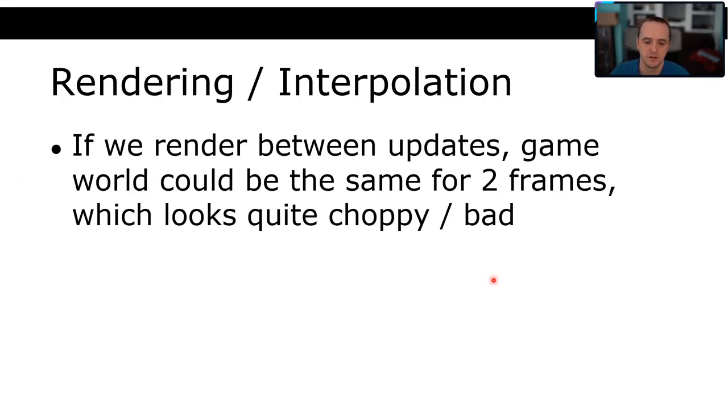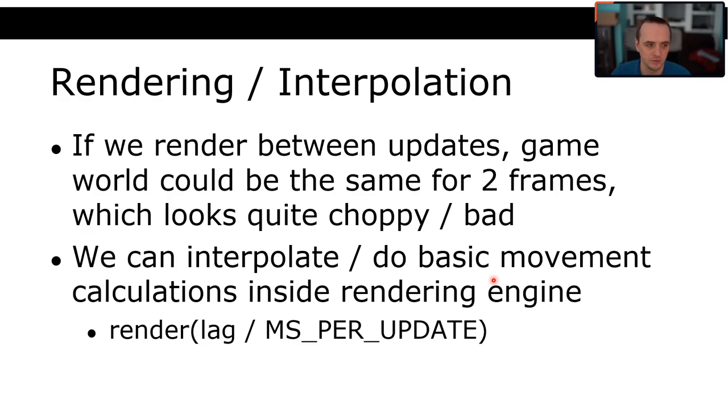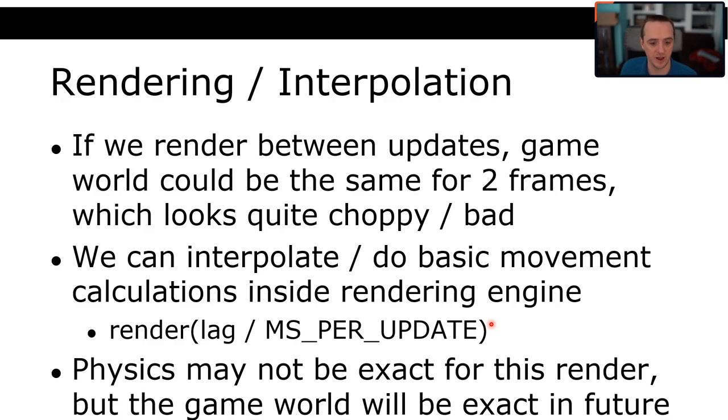Depending on how we implement this, if we render between updates, the game world could be the same for 2 frames, which could look choppy, okay? But what some people do in some game engines, I'm not telling you to do this, is that they actually interpolate or do basic movement calculations inside the rendering engine. So you can pass variables inside the rendering engine and do approximations of stuff like this. The physics may not be exact for that render, but the game engine will eventually catch up.